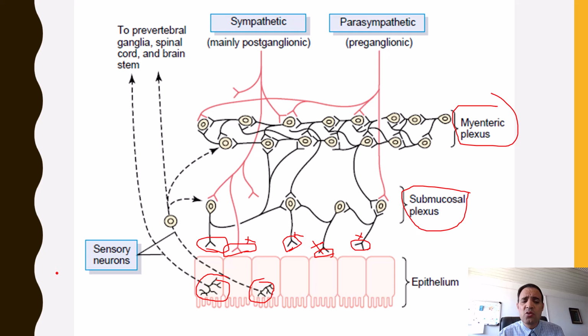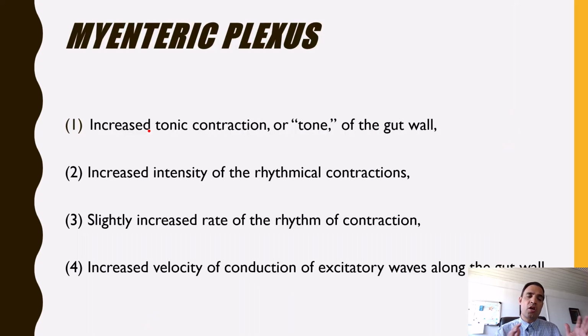At the same time, you see that sensory neurons also send a copy of the signal to the brain. And sending the information also to the brain allows the enteric nervous system to be synchronized with the autonomic nervous system. Okay. In this slide, you see the function of the myenteric plexus that I told you. It increases the tonic contraction or tone of the gut wall. Someone may ask me, what is the tone? I told you that smooth muscles are not totally relaxed. They have a basic contraction all the time.